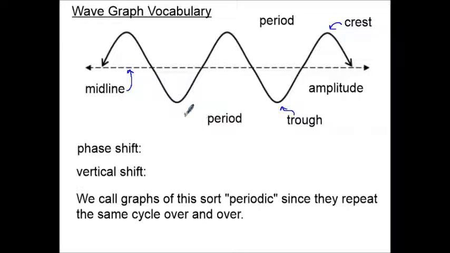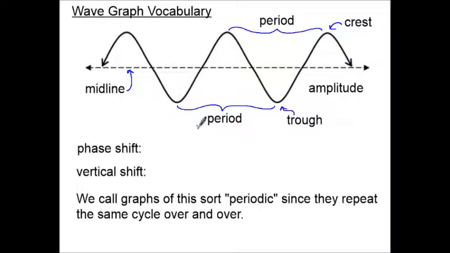Another thing we want to talk about is the period. The period is basically the distance from one trough to the next. So there's the period right there. Or alternatively, we could measure the period as the distance from one crest to the next. Those two distances will be equal, so the moral of the story is you can measure it from either trough to trough or crest to crest and you'll get the same answer.